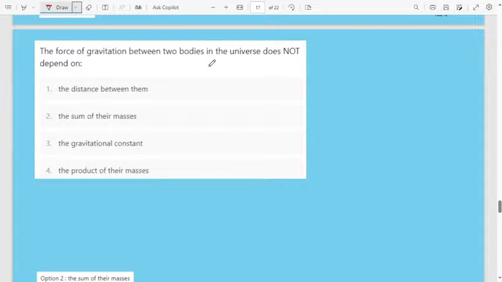The force of gravitation between two bodies in the universe does not depend on which of these? Option 1, the distance between them.